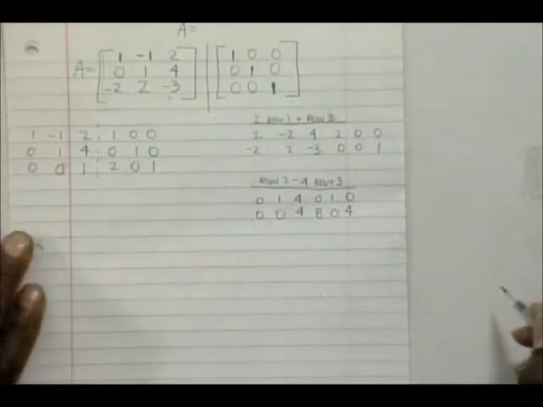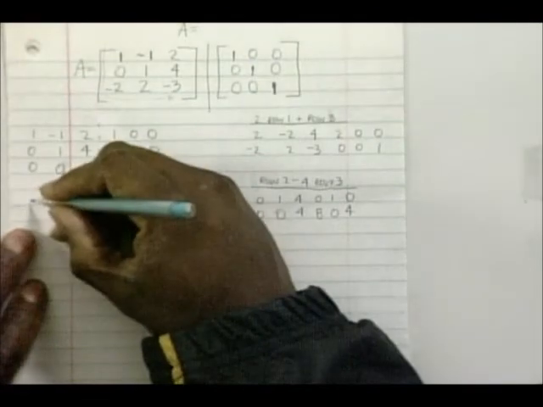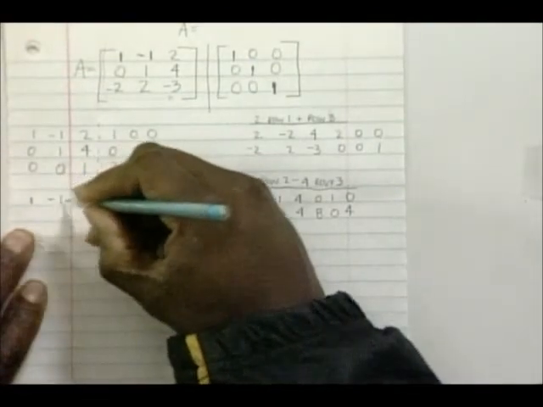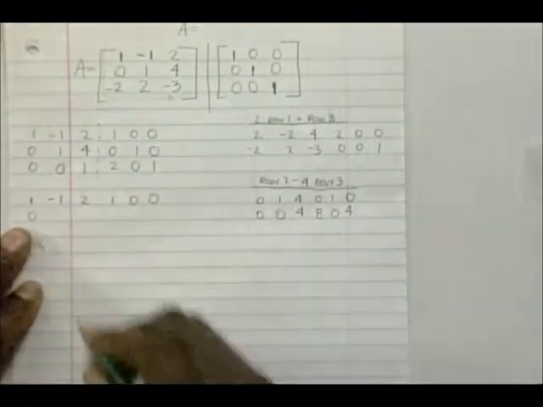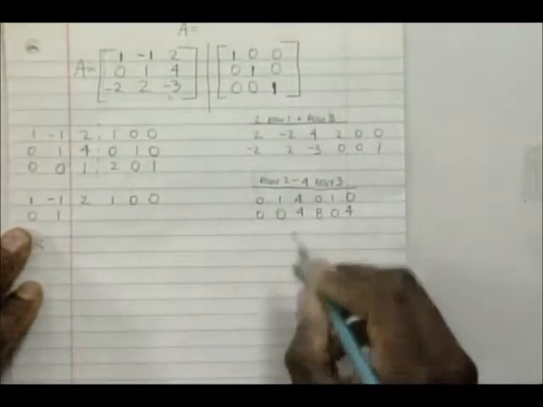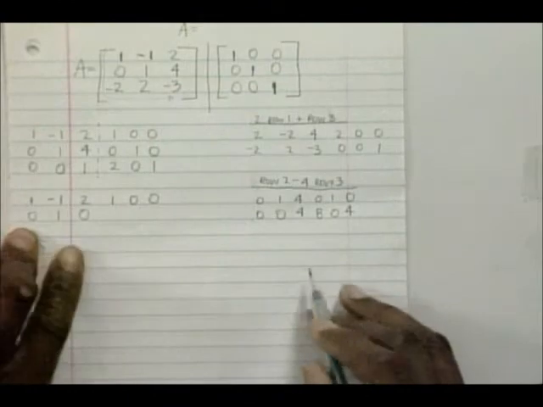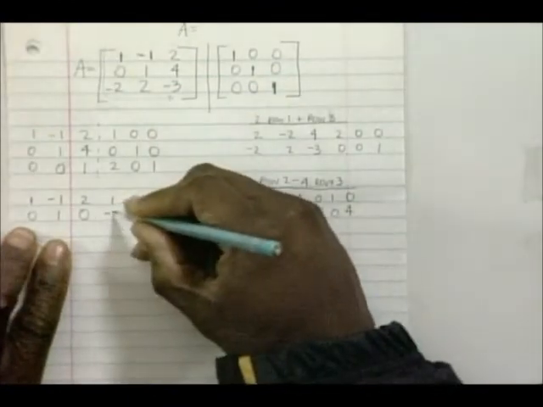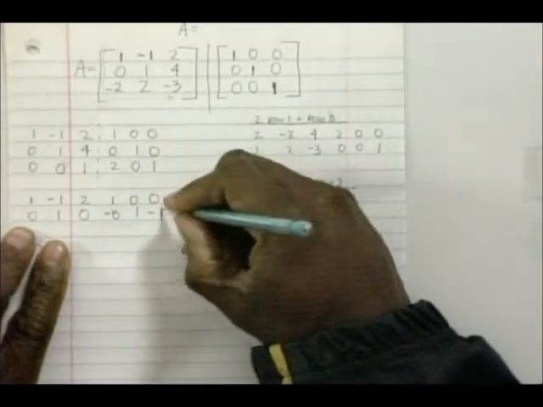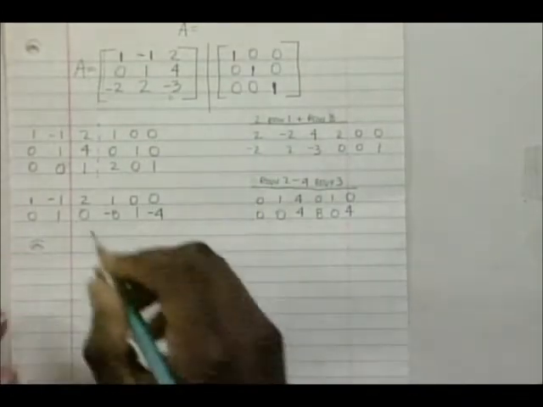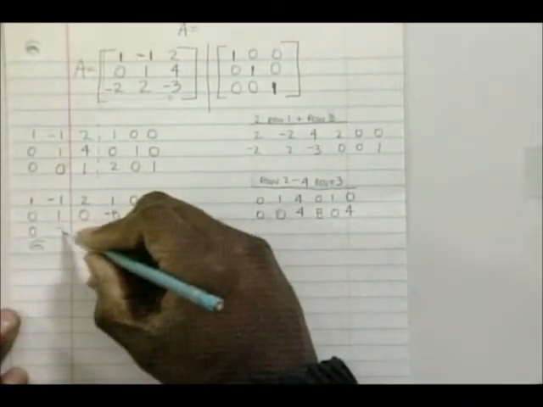All right, so let's keep the first row the same. We've got 1, -1, 2, 1, 0, 0. Let's subtract these, and that's going to be our new row 2. So we get 0, 1. Subtract these, we get the 0. That's why we did this manipulation in the first place. Subtract those, you get -8. Subtract here, you get 1. And subtract here, you get -4. And let's keep our third row the same. So we get 0, 0, 1, 2, 0, 1.